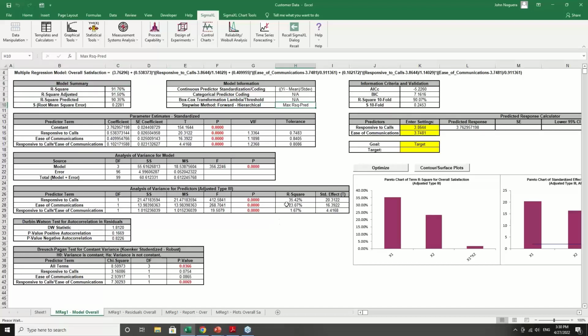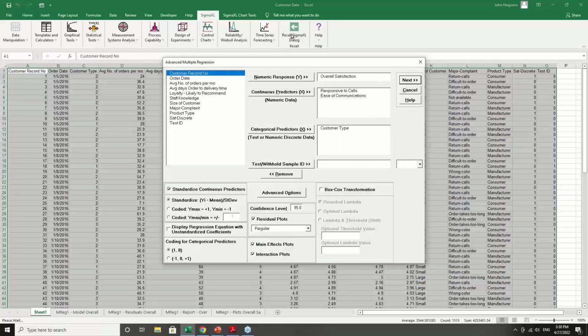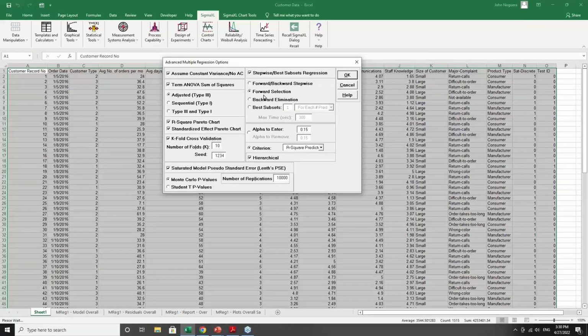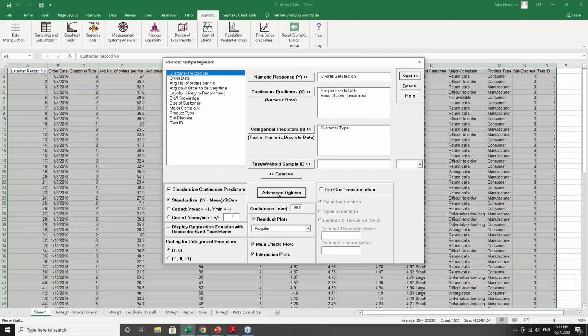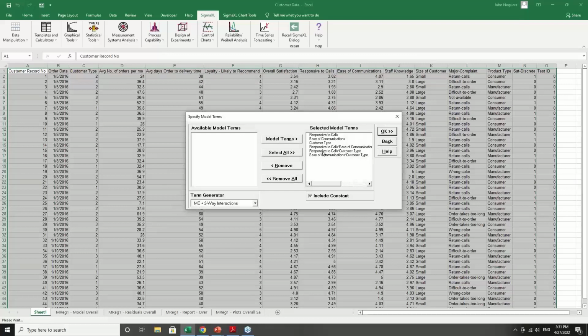Now, what I want to do now is demonstrate the use of best subsets. So that was forward selection. Now I'm going to go to best subsets. So I'm not going to bother with forward, backward, stepwise, or backward elimination. I'm going to go straight to best subsets. And for best subsets, I'm going to use AICC. I'm going to use the default settings. And everything else will remain the same. And then we'll use, again, the model with all the interaction terms.